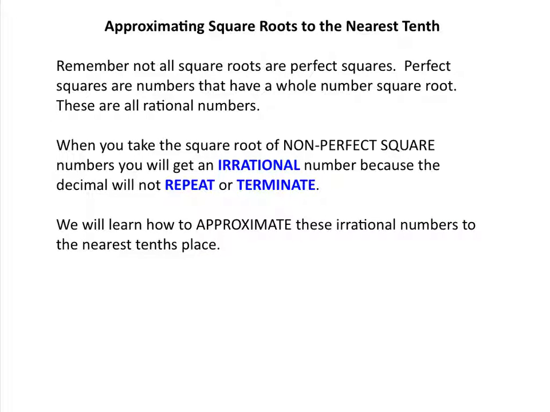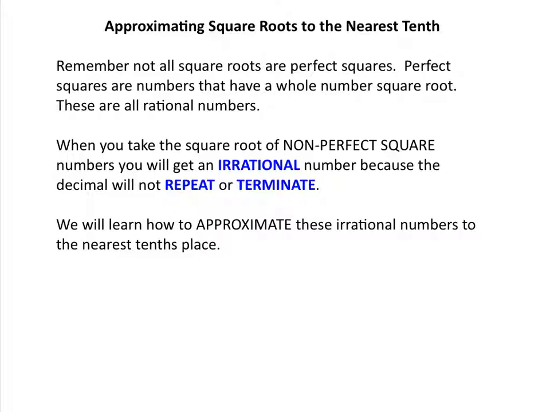So remember that we've talked about how not all square roots are perfect squares, and we've talked about going through your multiplication doubles to figure out if something was rational or irrational. Your perfect squares are the numbers that have a whole number square root, like the square root of 25, the square root of 36, or the square root of 49. Those are all rational numbers. But when you take the square root of a non-perfect square, you're going to get irrational numbers because the decimal will not repeat and it will not terminate.